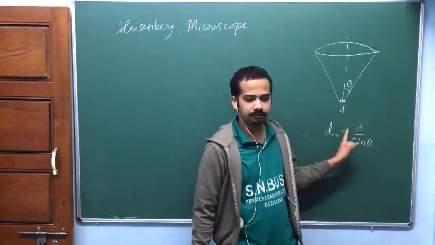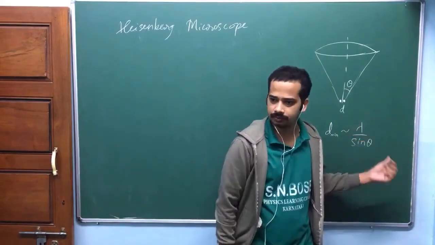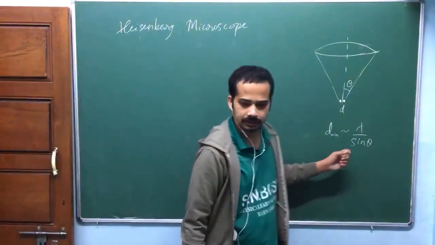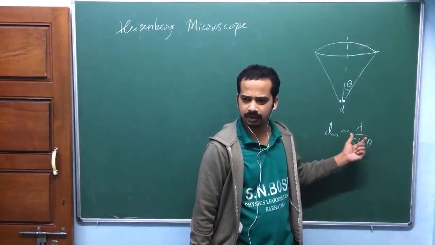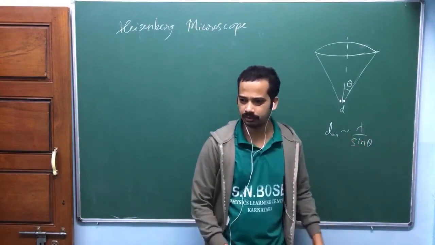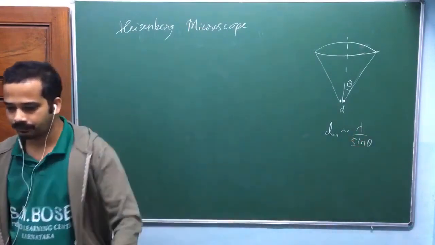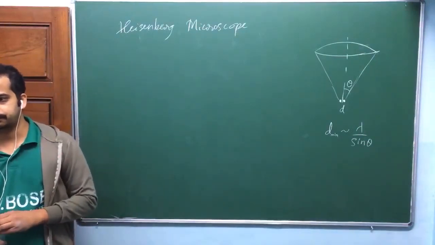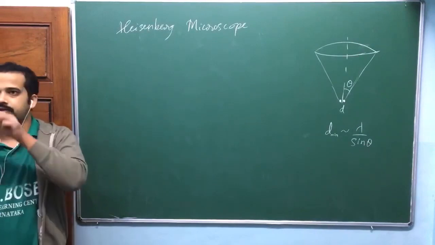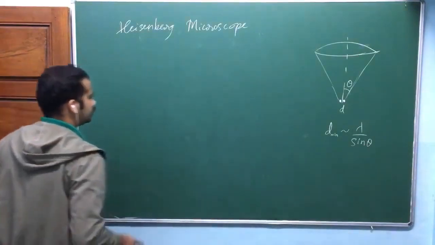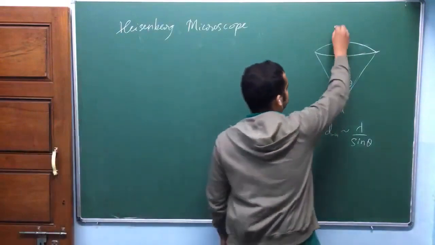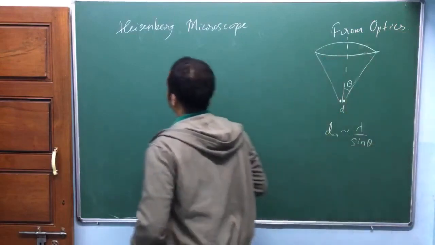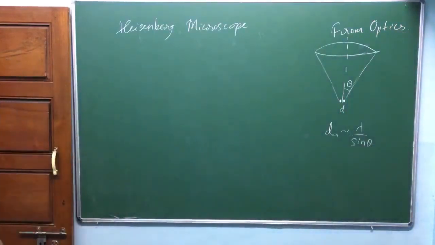I think there should be a 1.22 factor there. I am not taking it because I need only orders here. I don't need any exact equation. So 1.22 lambda would come, but it doesn't matter for me. This equation can be derived from optics, from the diffraction condition. You can check that in optics. I am going to use this, which is why I have drawn it from optics. Now I'll come to the Heisenberg gamma ray microscope.